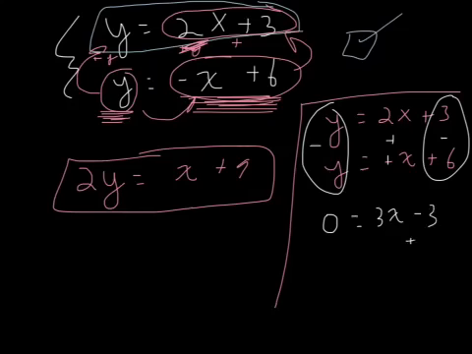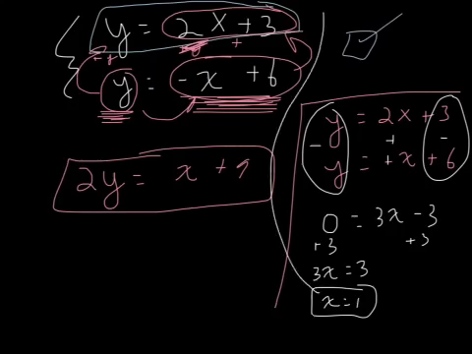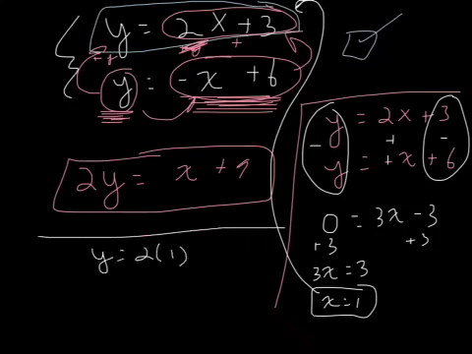And then I can solve this to get that 3x equals 3, or x equals 1. So that's my x value. And then I can take that and plug it back into my equation to get my y value. So y would equal 2 times 1 plus 3, which is 5. So my final solution would be 1 comma 5.